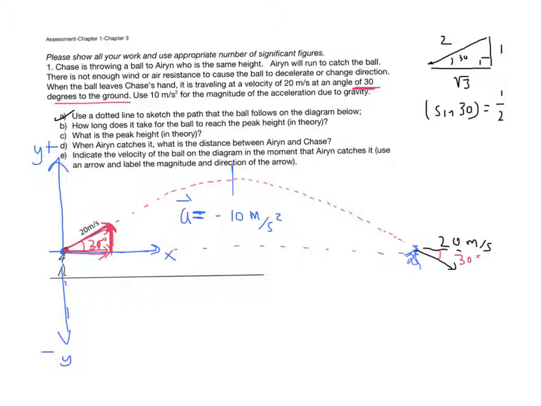Okay, we know that the initial velocity in the y direction, V_iy, is equal to the sine of 30 degrees. Now recall that sine of this angle is equal to the opposite over the hypotenuse. So the sine of 30 times the hypotenuse, 20 meters per second, is equal to this component right here.